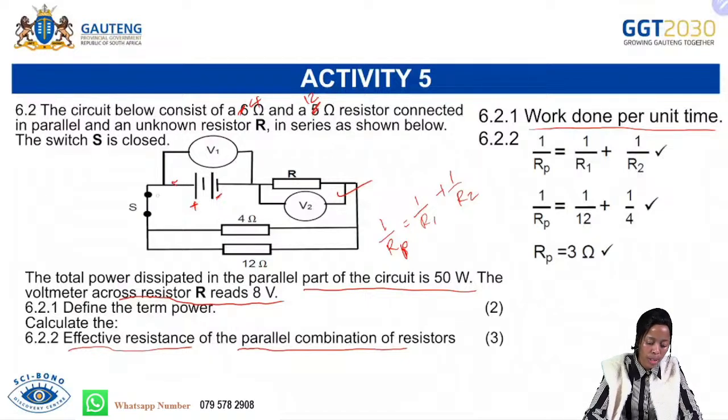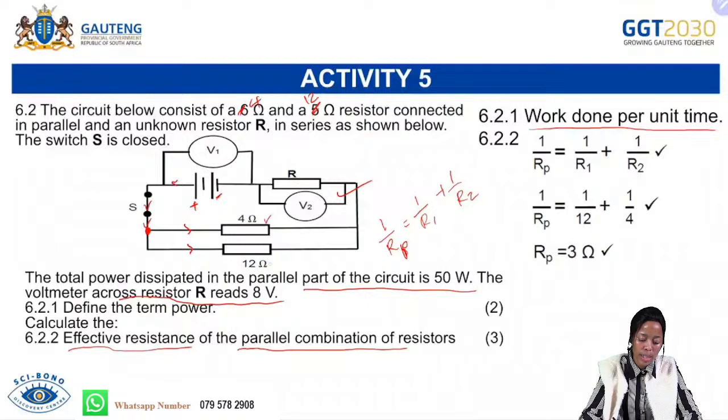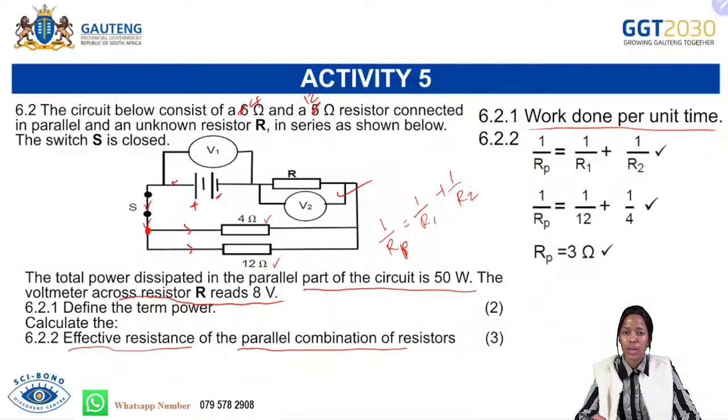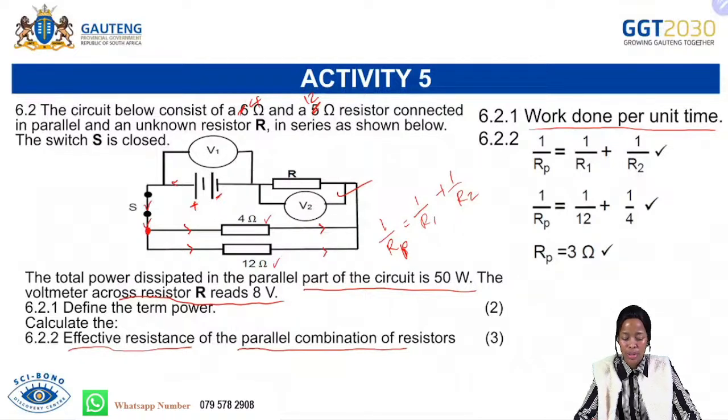So from there, you can draw your current to say, my current is going to flow in this way. But you can see that when the current gets to this point, the current will be split. So when the current is split, then you know that that is where you have your parallel connection. So it means that the 4 ohm resistor and the 12 ohm are connected in what? In parallel.